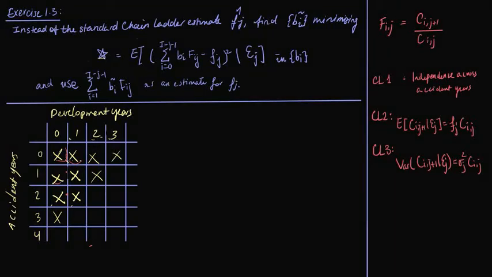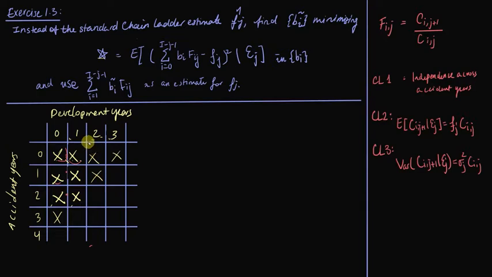In exercise 1.3, we consider the standard chain ladder assumptions that I have listed on the side here. And we look at the case of non-parametric estimation of fj, which means that we just try to estimate fj directly based on raw data without doing any maximum likelihood estimation and without any assumptions on the distribution of the total claims.